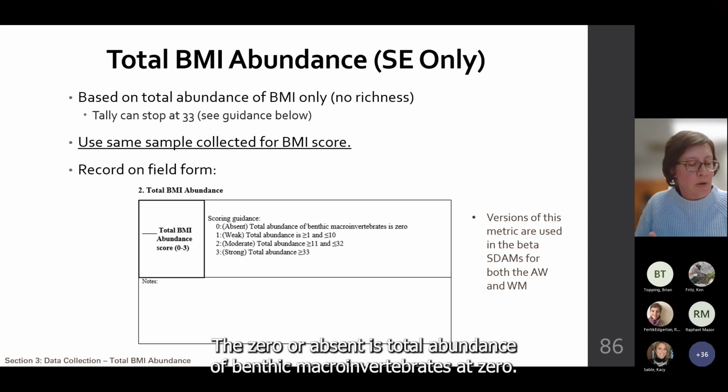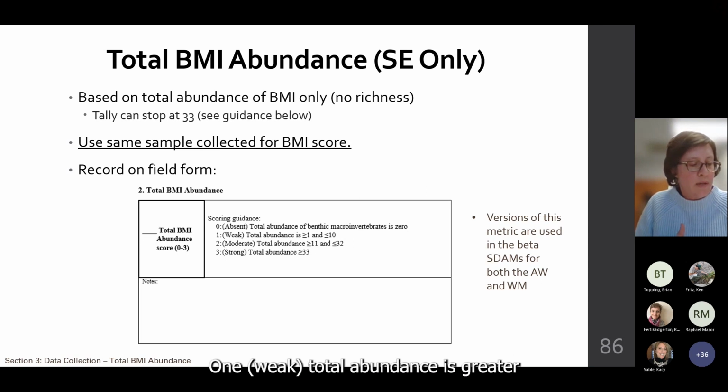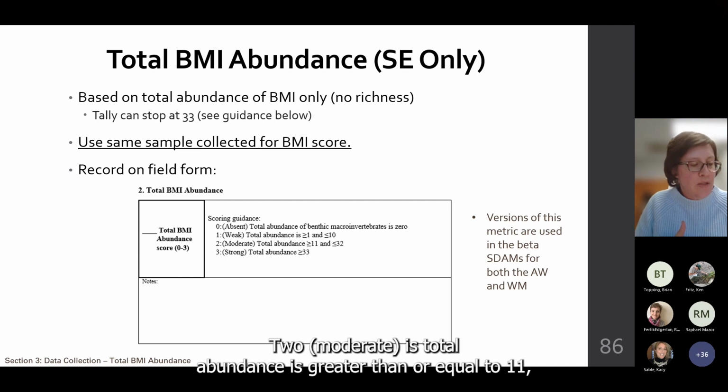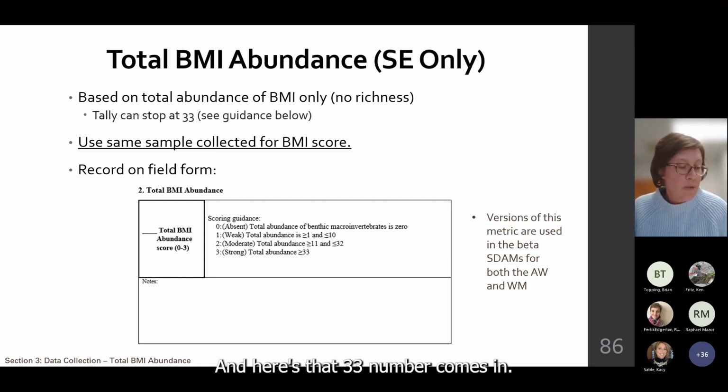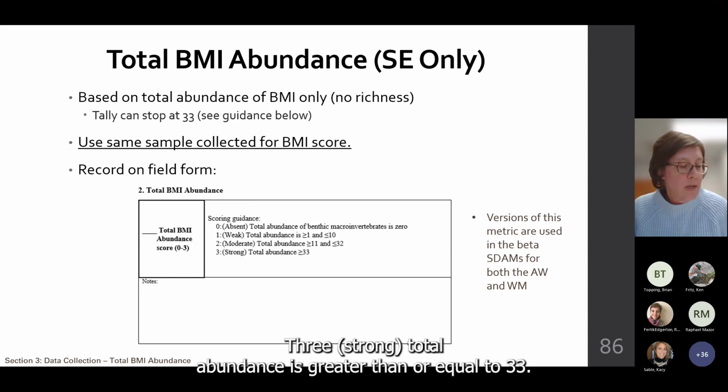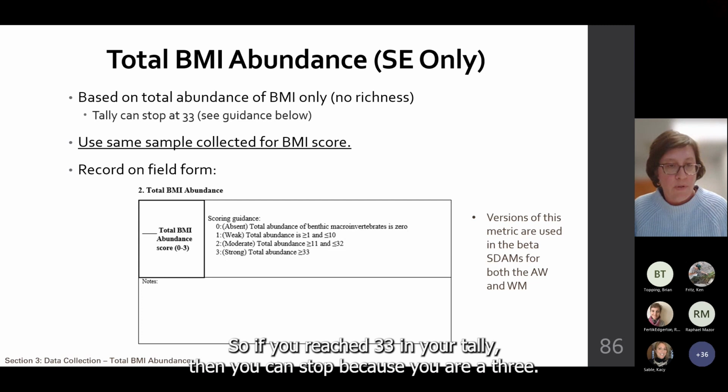0 or absent is total abundance of benthic macroinvertebrates is 0. 1 weak, total abundance is greater than or equal to 1, but less than or equal to 10. 2 moderate, total abundance is greater than or equal to 11, but less than or equal to 32. And here's where that 33 number comes in. 3 strong, total abundance is greater than or equal to 33. So if you've reached 33 in your Cali, then you can stop because you are a 3.